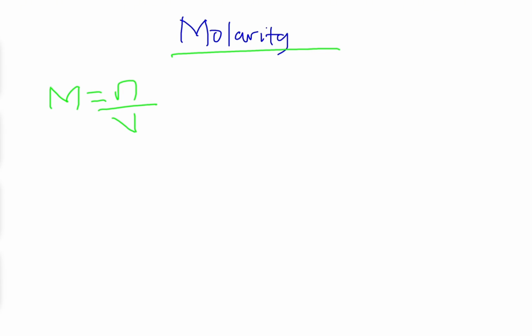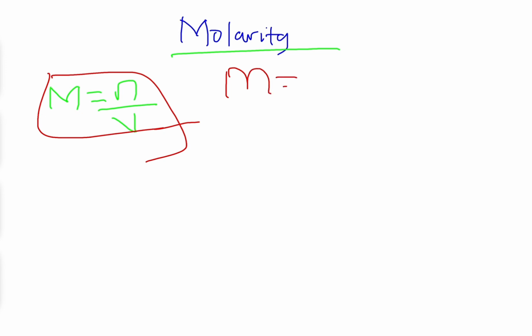So if we have this, it becomes the formula for molarity. And if we have small m is equal to mole of solute divided by kilogram of the solvent, this becomes molality.